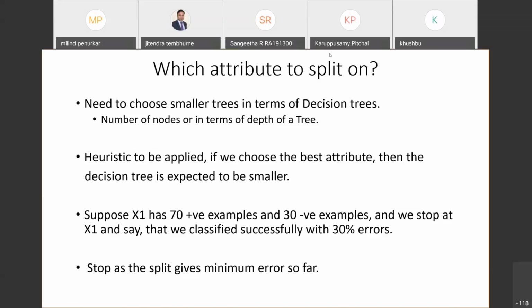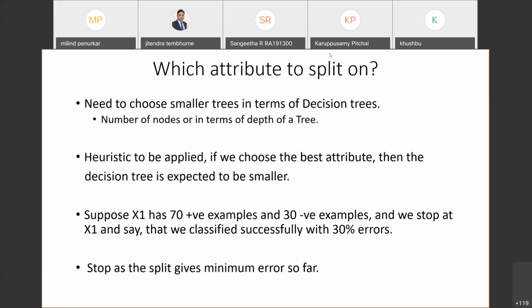So you need smaller trees in terms of decision trees, number of nodes, or depth of the tree. We would like to see them be less. The heuristic to be applied is: if you choose the best attribute, then the decision tree is expected to be small. But the question is, how do I choose the best attribute?